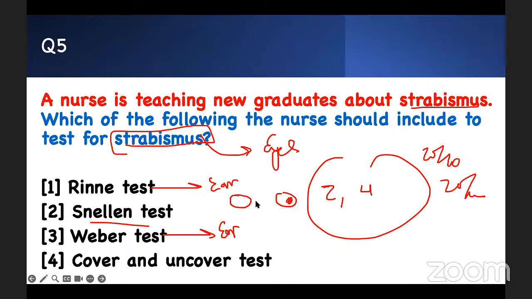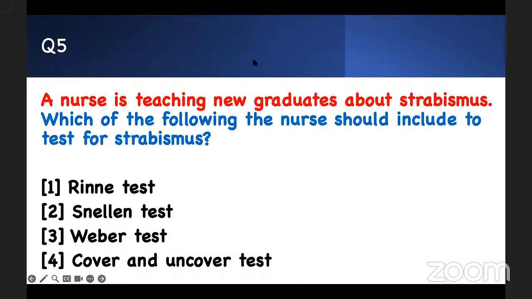So you have this eye here and this. If you cover this, you examine this. You cover this and you examine this. Therefore, Snellen test is not the right answer. It's cover and uncover. Just breaking down the question. Okay? Any answers?